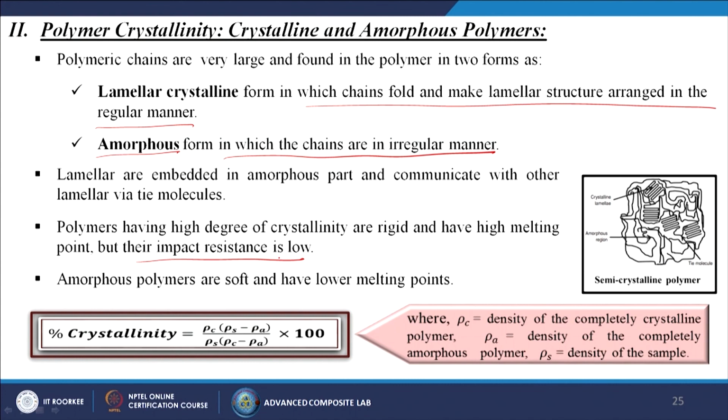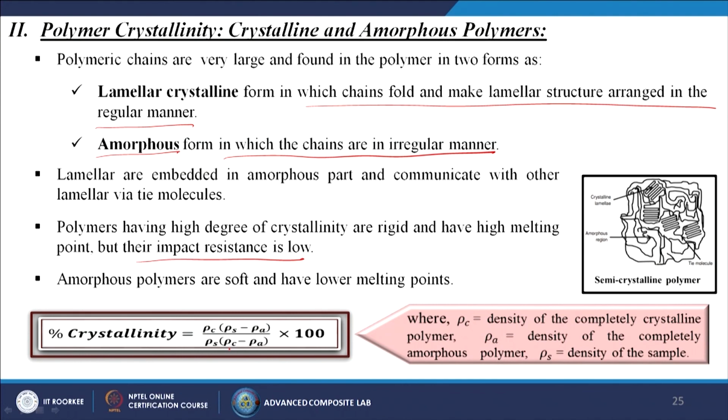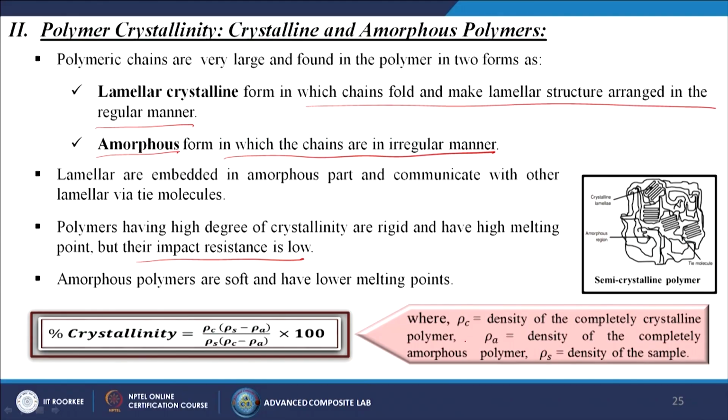So, if we are going to calculate the percentage crystallinity, the formula is Pc equal to rho c into (rho s minus rho a) by rho s into (rho c minus rho a), into 100, when we are going to calculate the percentage. Here rho c is the density of the completely crystalline polymer, rho a is the density of the completely amorphous polymer, and rho s is the density of the sample.